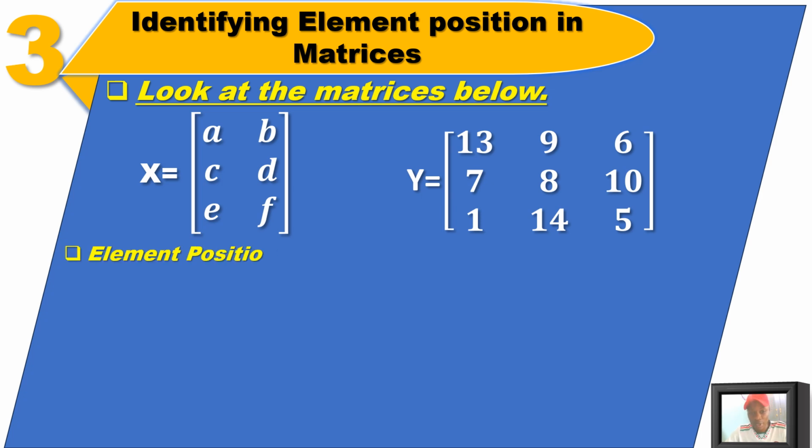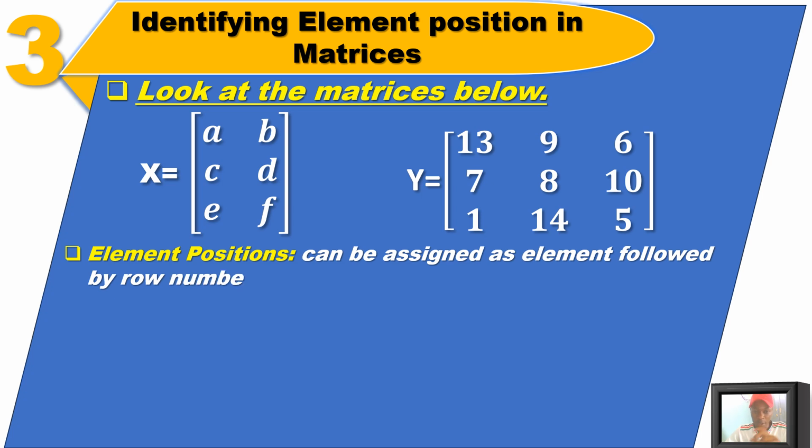So how can we get the positions? We can get the position of an element by looking at the row number and the column number, but we start by writing the element itself. So you write A, and then write which row A is in. In row 1. Which column? Column 1. So A is in the first row, in the first column.